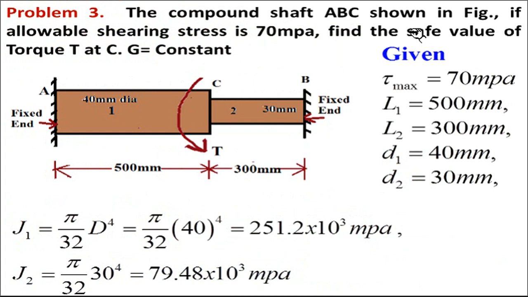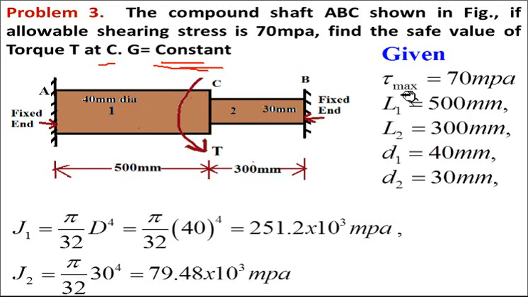A compound shaft ABC is shown in the figure. If the allowable shear stress is 70 MPa, find the safe value of torque T at point C, and G is constant. For this problem, the value of G is not mentioned. It is given that it is constant. Constant means what? For both the materials, G will be the same.